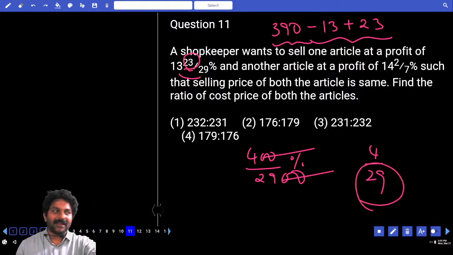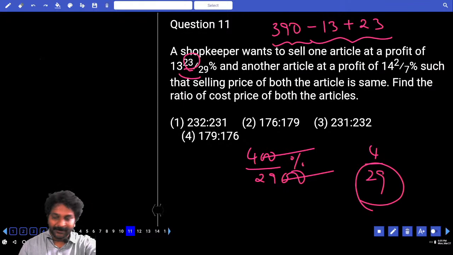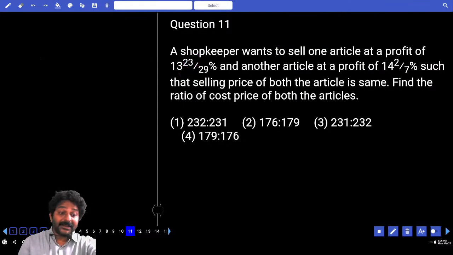సో డినామినేటర్ ఈజ్ ఆల్వేస్ టోటల్. ఇనీషియల్ నెంబర్ ఈజ్ 29 and how much is the profit? 4. Then at what price you need to sell the item? 29 original number, 4 profit వచ్చింది. At what price you need to sell the item? 33 upon 29 on the first item X. That much profit we are getting. That is our selling price.